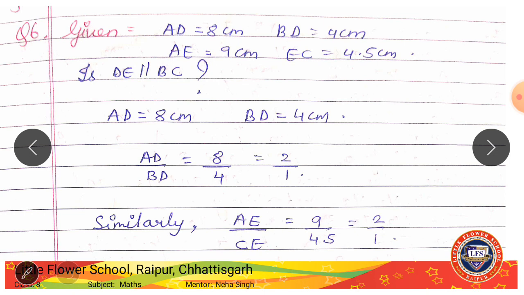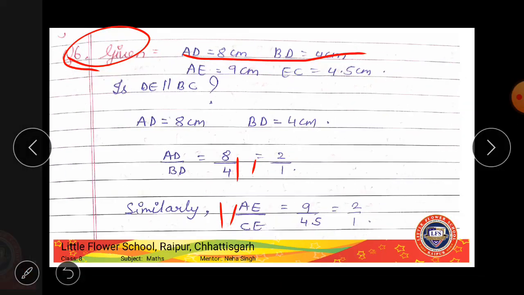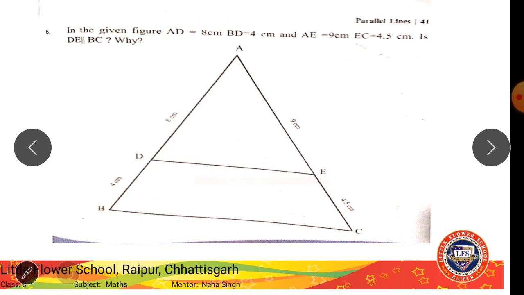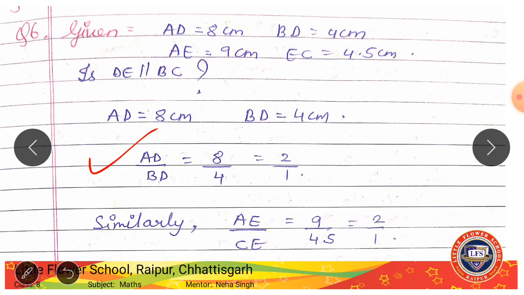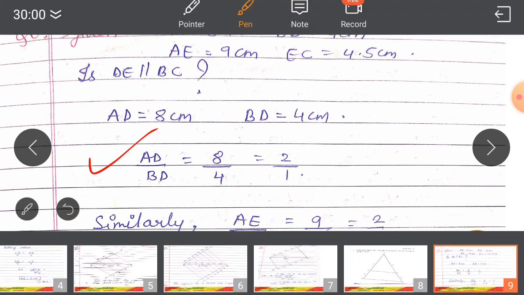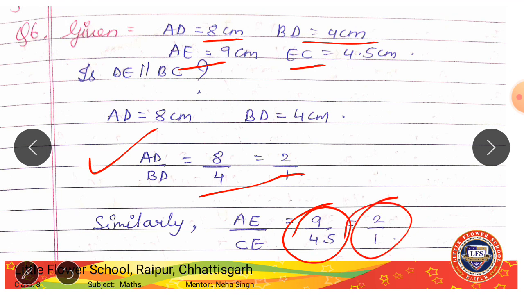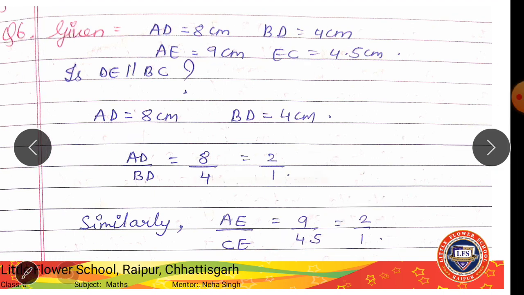What we will do is find the ratios of AD, BD and AE, EC. So first we find the ratio of AD upon BD. The ratio comes to 8/4, right? 8 and 4 are given, so that is 2. Similarly we will find the ratio for AE upon EC. Those values are also given, 9 upon 4.5. So the ratio coming is 2:1 for both.